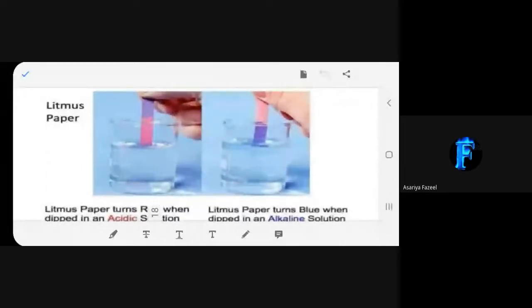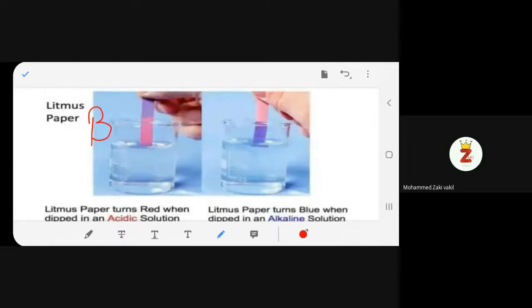These are litmus papers, right, beta? What was the color of this paper? Blue. What is the color of this paper? Red. So blue is changing to red and red is changing to blue. Is this clear?